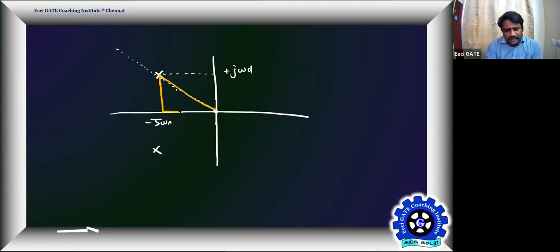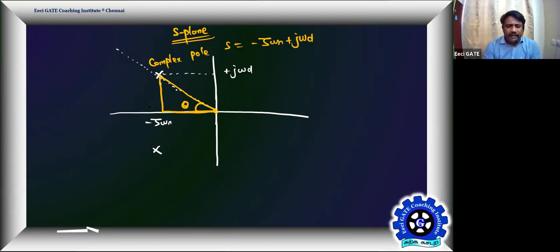Now tell me, let the triangle have this angle theta. Theta is the angular position of the pole. Theta represents the angle, the angular position of the pole with respect to the origin of your S plane, created by your complex pole. This complex pole only I'm talking about now. The complex pole, minus zeta omega n plus j omega d, will create an angle theta. Can you tell me what is theta?